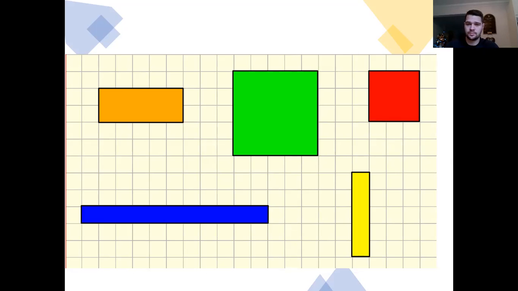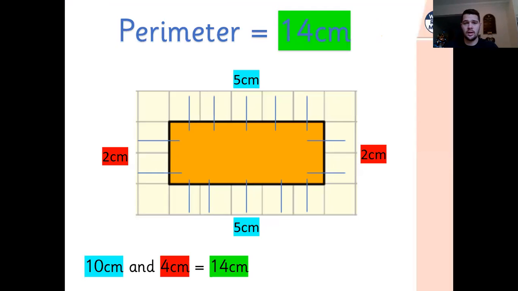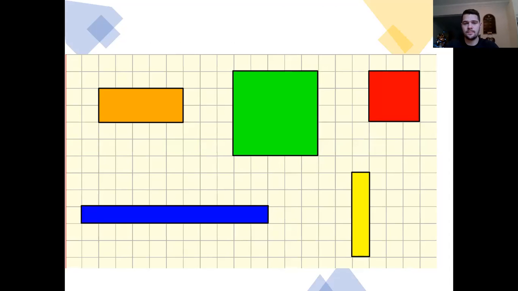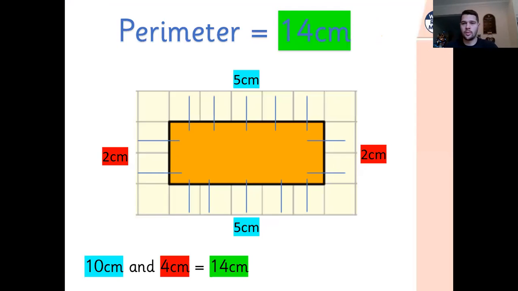For example, if we look at the orange rectangle here, the perimeter of this shape is 14 centimetres. That is because I have 2 centimetres on this side, and because these are parallel, I also know that I have 2 centimetres this side. So I have 4 centimetres.